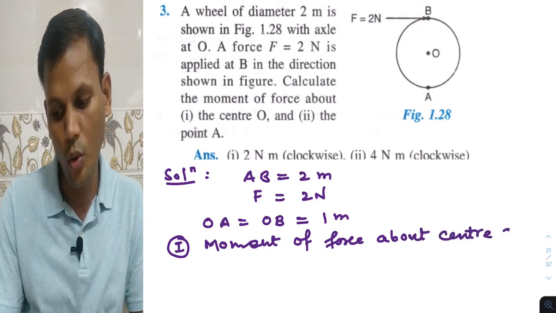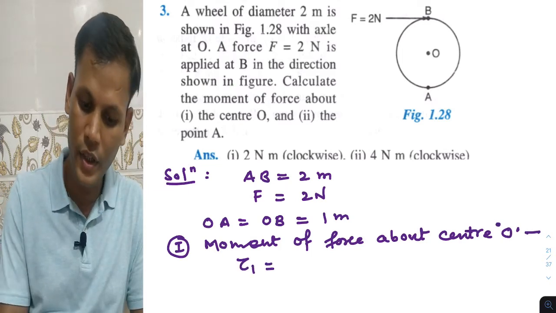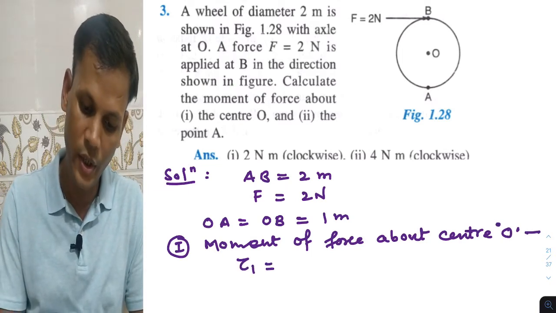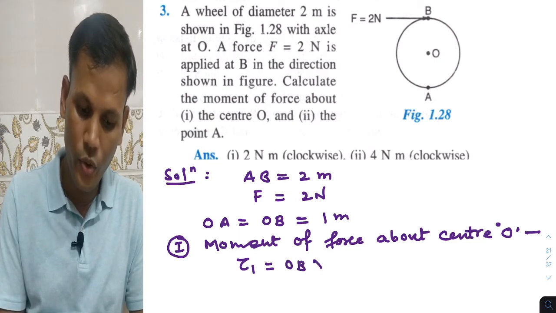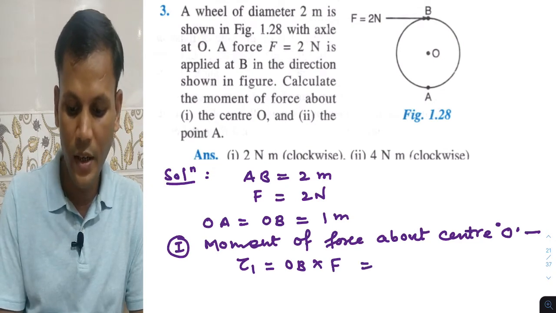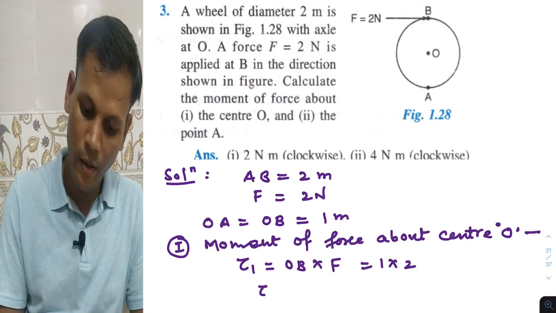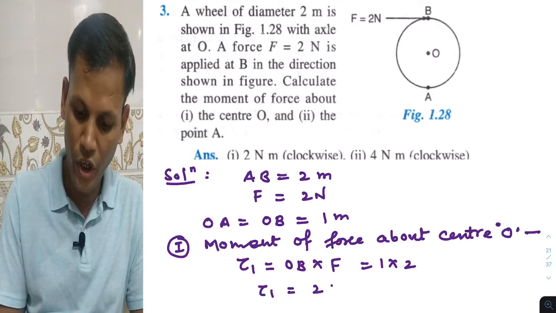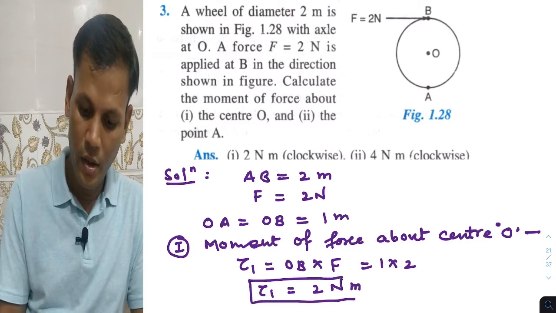Moment of force about center O, what will that be? Tau 1 I will write, because two things we have to calculate. It will be OB into F. Now OB is 1 meter into F is 2. So tau 1 will be 2 Newton meter. So this part is over.